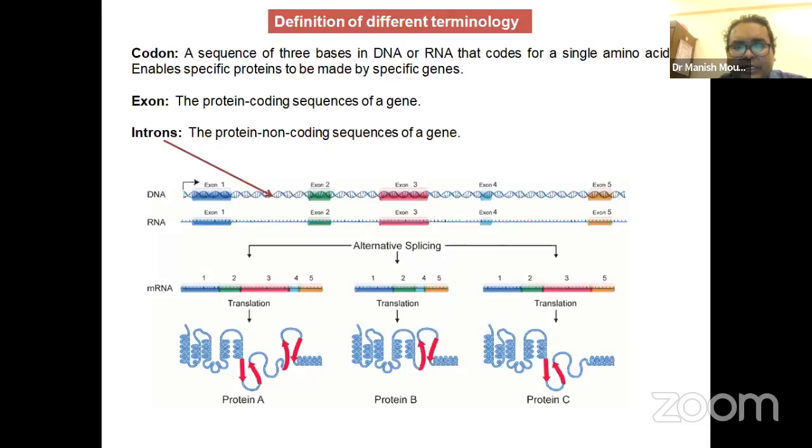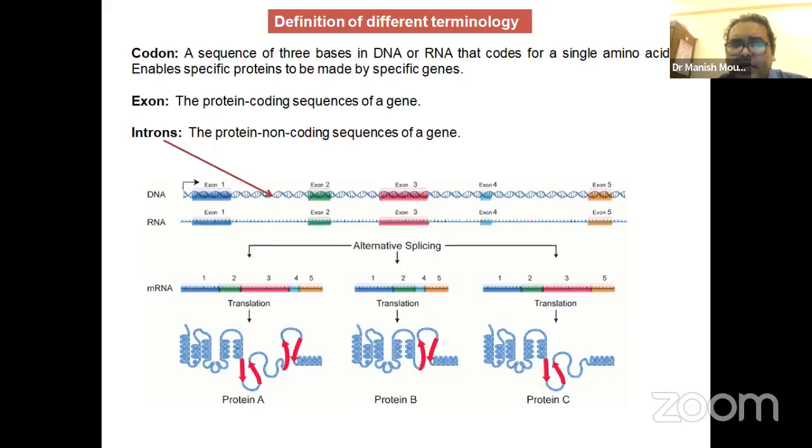Now we have to understand certain terminology. So what is a codon? A codon is a 3-nucleotide sequence which can translate mRNA into protein. What is an exonic region? An exonic region is a protein-coding region or a functional region of a gene.